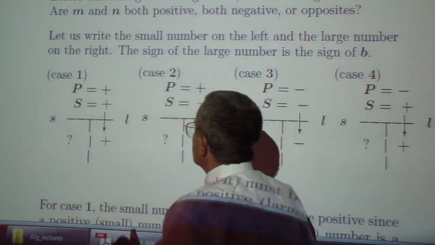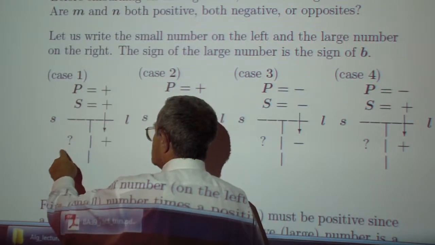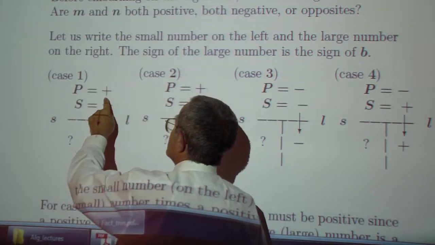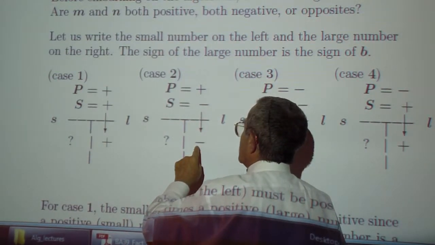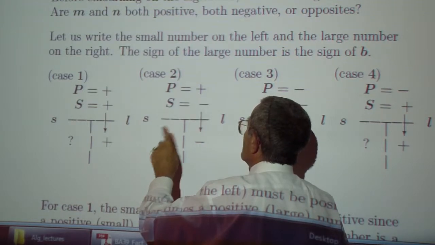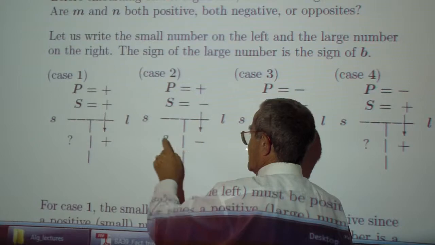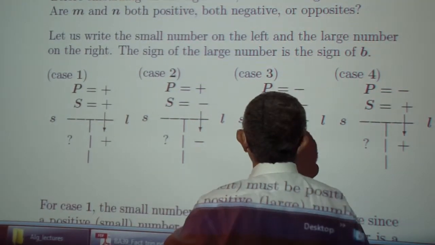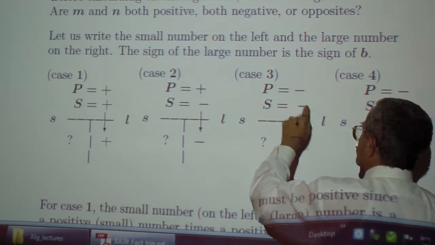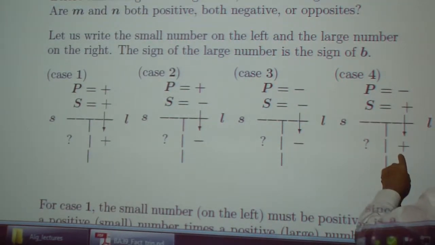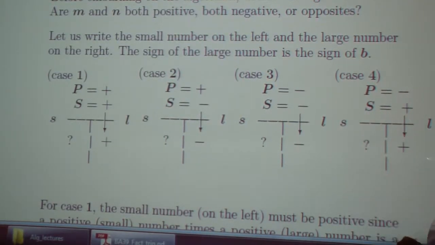Now, if the large number is positive, the small number must be positive also, because a positive number times a positive number gives us a positive product. A negative number times a negative number also gives me a positive product. If the product is negative, this has to be negative. A negative number times a positive number gives me a negative product. A positive number times a negative number gives me a negative product.